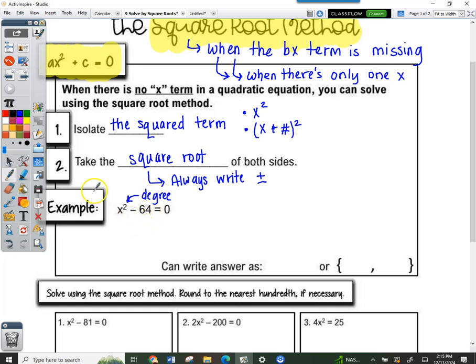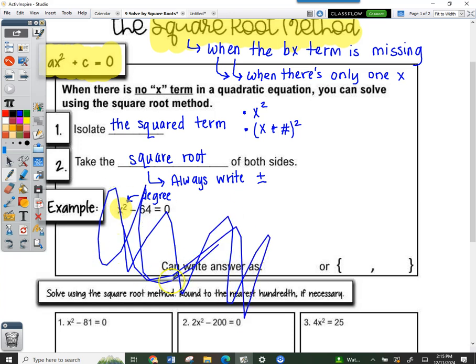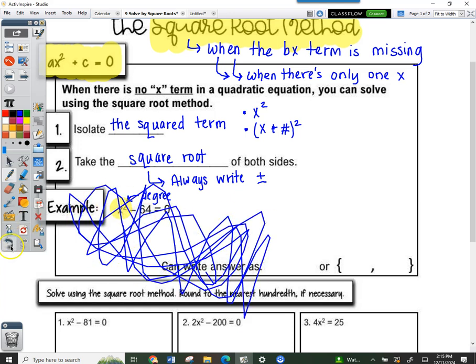Okay, we are going to isolate the squared term. This is our squared term. We need it by itself. What needs to move? What needs to move to the other side? We need this by itself. The negative 64. Come on, y'all. Everybody looking at the marker board? Are you looking right here? Everybody, wake up. Hello.